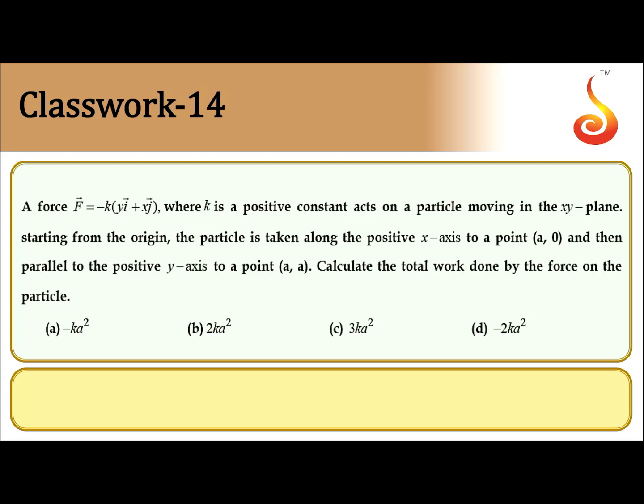A force F is equal to minus k of (yi plus xj), where k is a positive constant, acts on a particle moving in the xy plane. Starting from the origin, the particle is taken along the positive x-axis to a point (a, 0), and then parallel to the positive y-axis to a point (a, a). Calculate the total work done by the force on the particle.